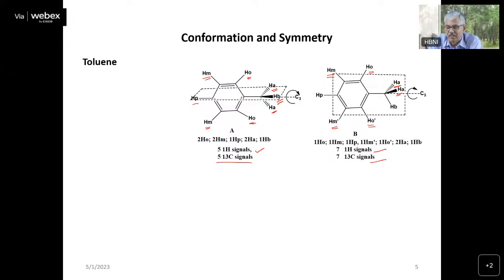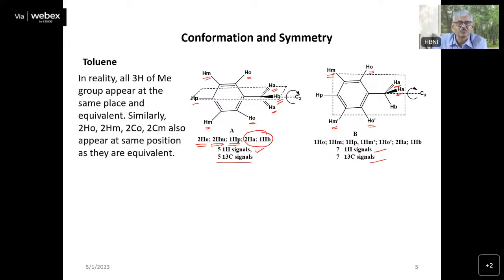But in practice, for toluene, we see only the 2 ortho hydrogens coming at the same place, 2 meta hydrogens coming in the same place, 1 para hydrogen, and all these 3 methyl protons come at the same place. They become chemically equivalent because of free rotation. We will call that the rotation of this carbon-carbon single bond is very fast compared to the NMR time scale.